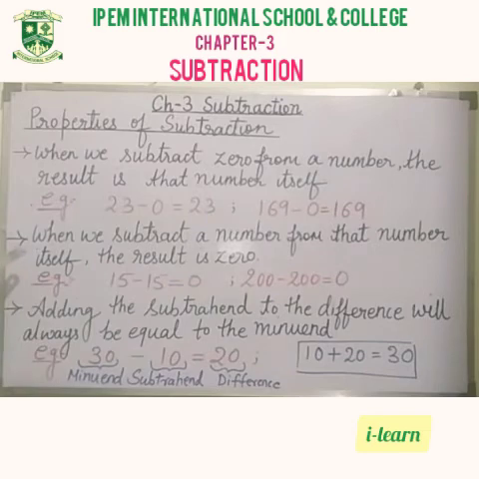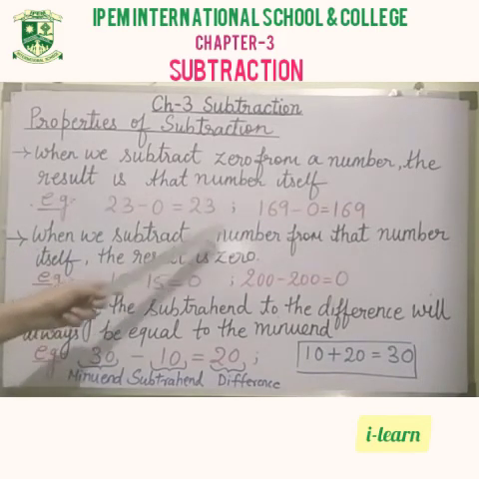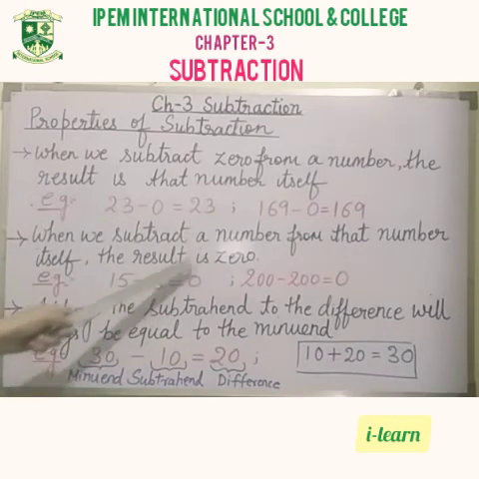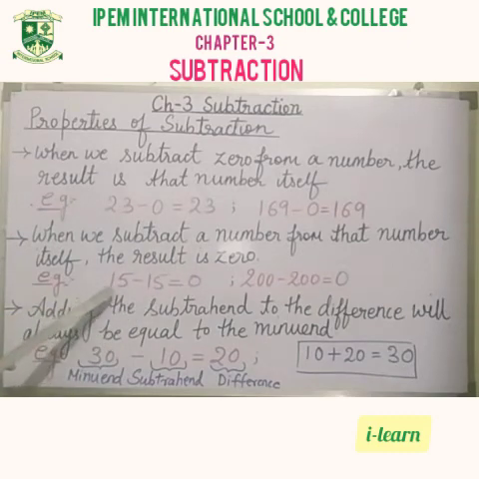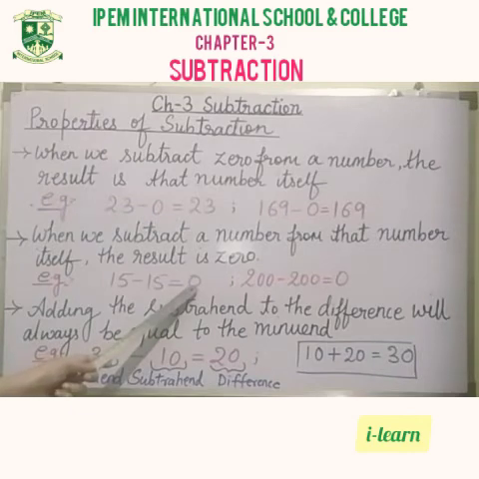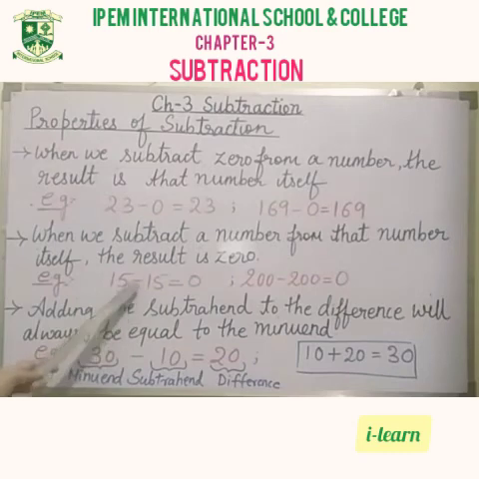Now see the second property of subtraction. When we subtract a number from that number itself, the result is 0. What does it mean? It means that when we subtract similar numbers, we always get 0 as the result. So here 15 minus 15 is equal to 0.